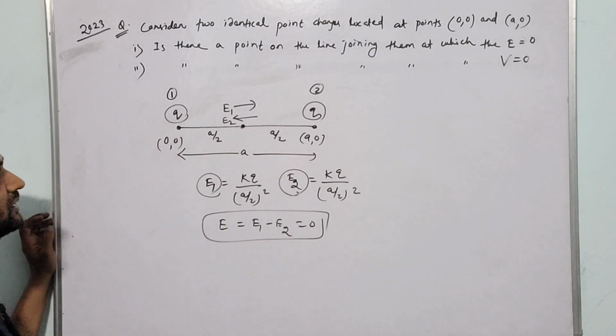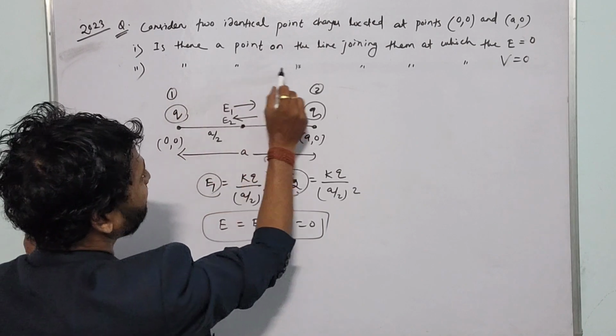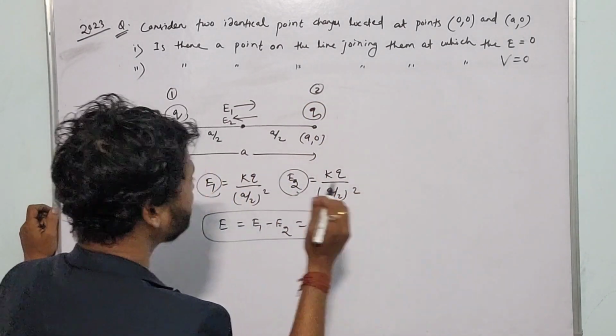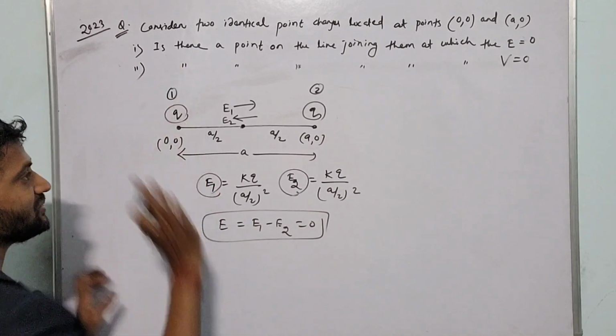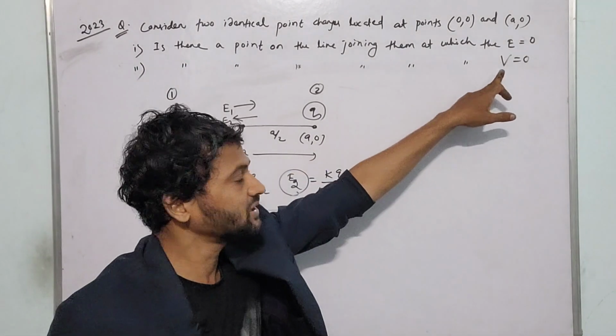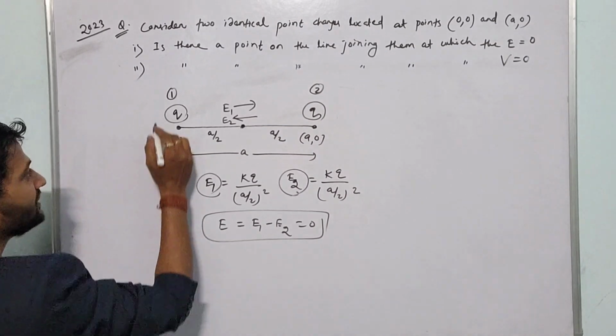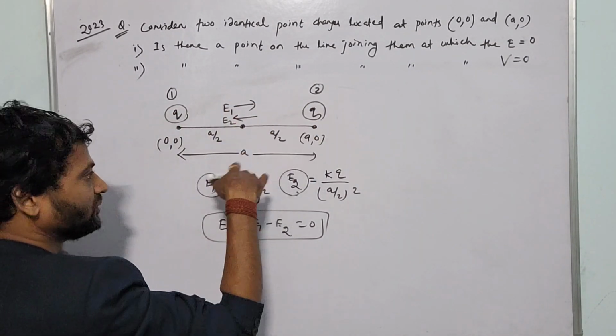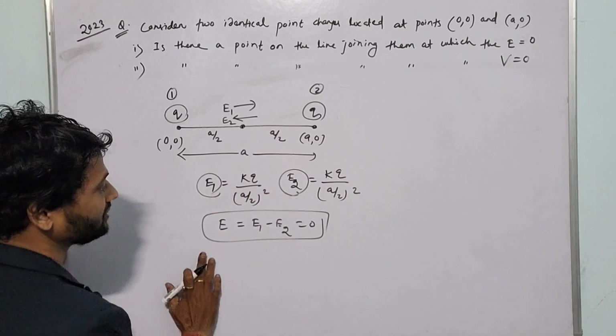Now the point is the second bit. Is there a point on the line joining them at which potential becomes 0? No. The answer is no. Why? Because potential is a scalar quantity. Since both are positive charges, obviously we will be getting positive potential. We cannot get 0.